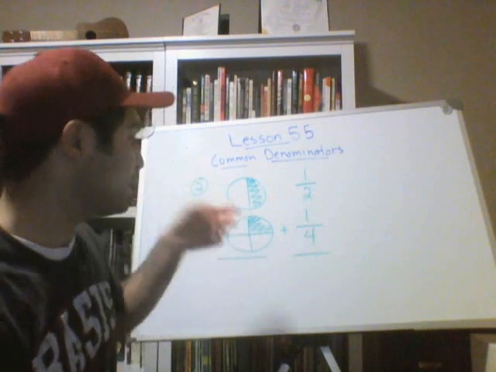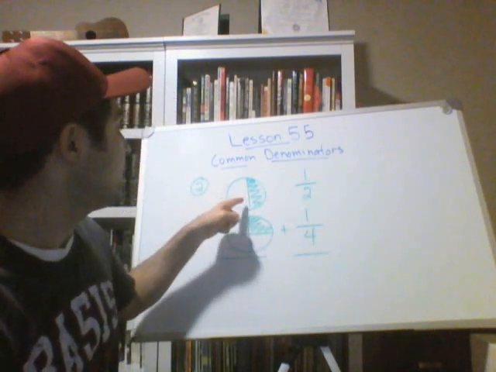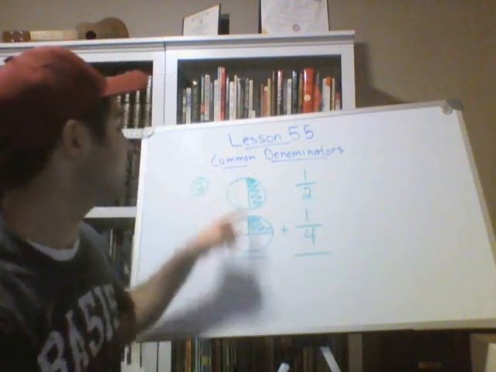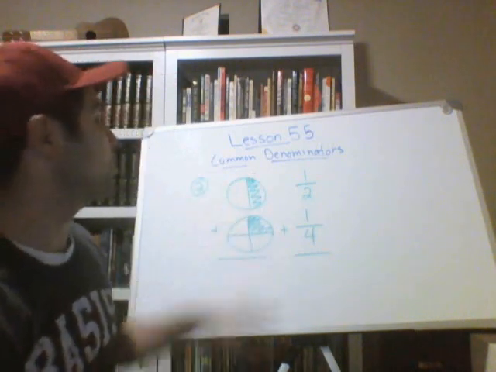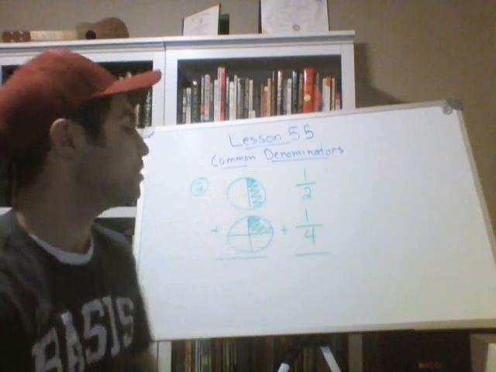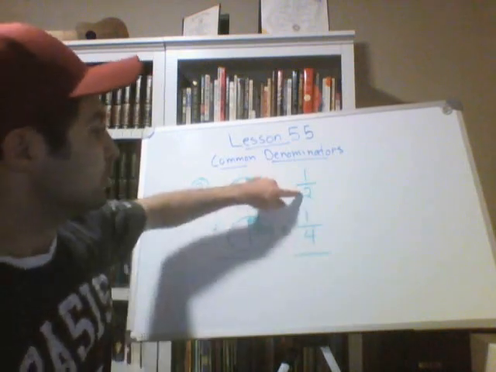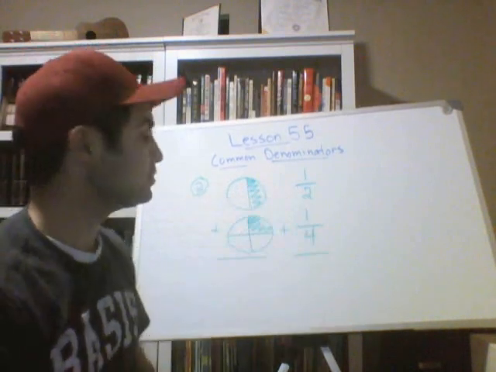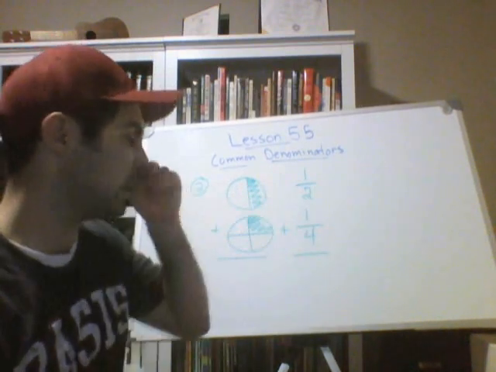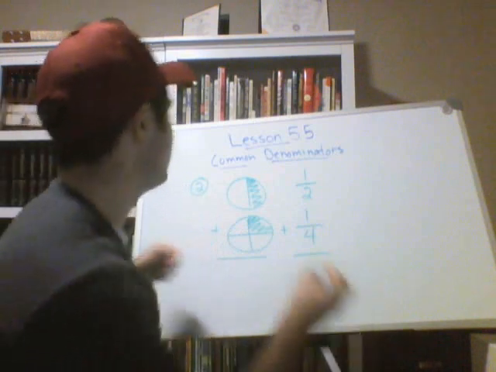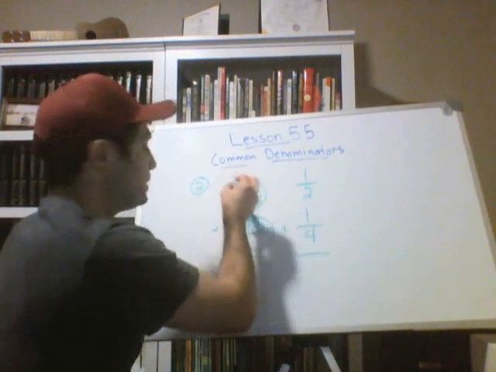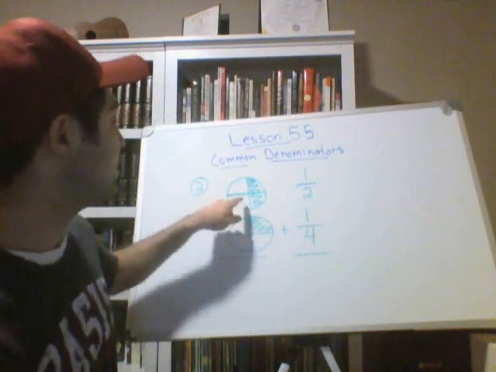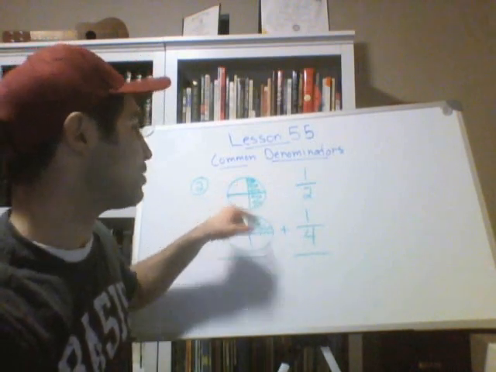So here's a situation in which you've eaten half of, say, a pizza, pie, whatever, and then you've also eaten a fourth. So you've eaten half plus a fourth. Now, notice, these are not common denominators. So what you have to do is find yourself a common denominator. What I'm going to do is split this pizza right here in half again. So now you can see that it's in fourths.